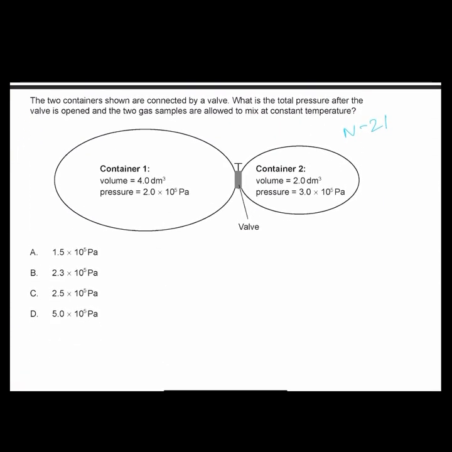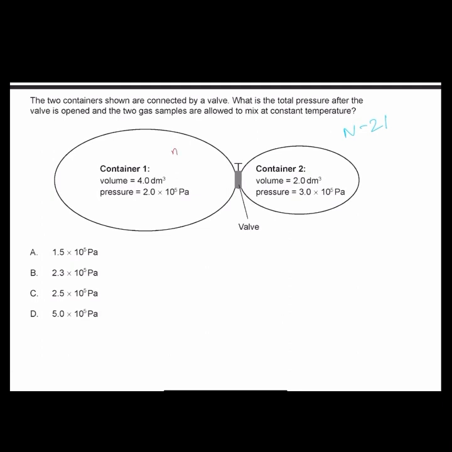Now we'll move on to November 21. There's the first question in which you have two containers. We have to find the total pressure after the valve is opened. Basically, what happens is if I open the valve, the total moles in container 1 and container 2 will remain constant. So we can conserve the moles.